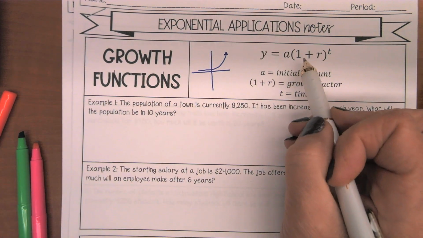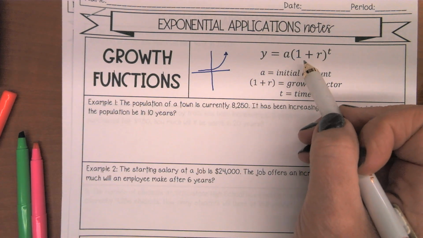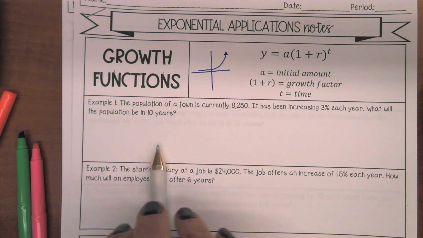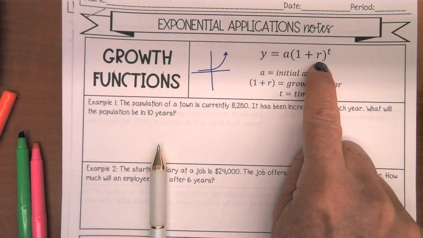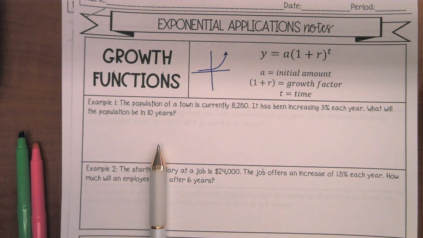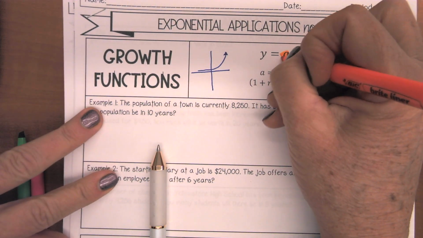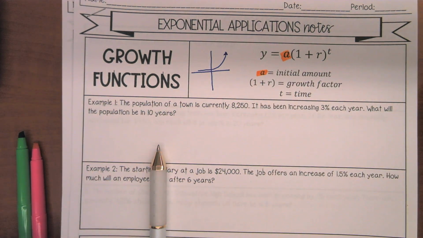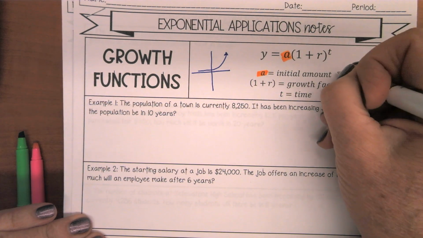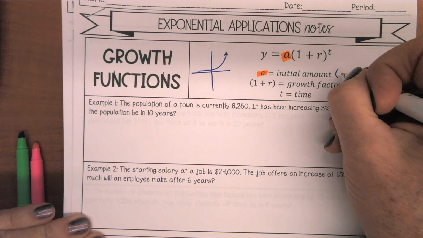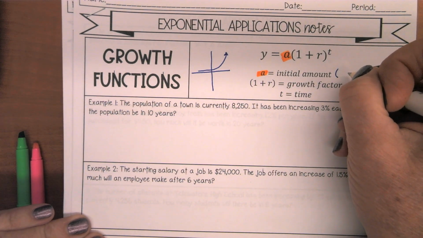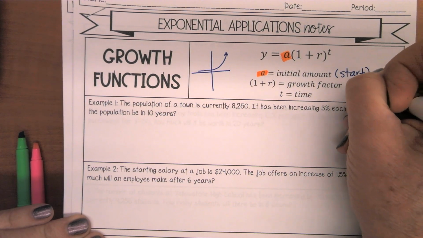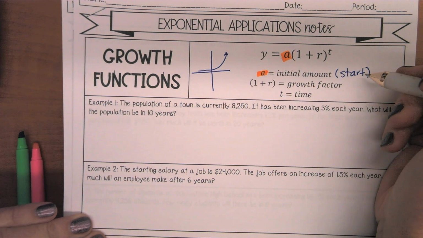Okay, growth functions. We always use this exact same equation. Once you get to know this equation, you're good for everything that's growing. Let's look at what all of those terms mean. First of all, we are going to start with A. A is the initial amount. That means how much are you starting with? Whether I'm talking about mushrooms or people or zombies or money, what is our start value? How much money are we starting with?